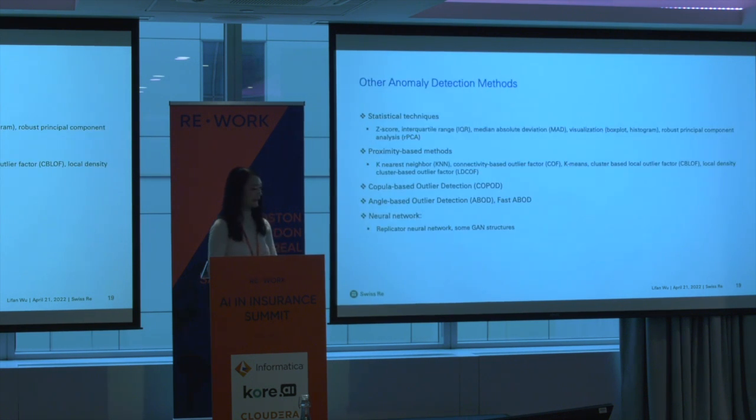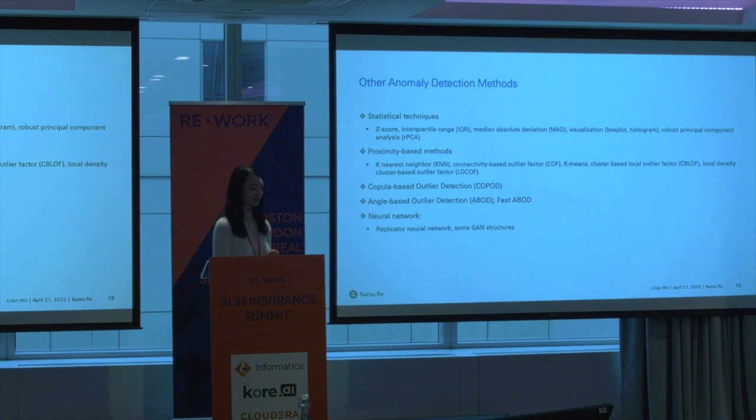Here is a list of anomaly detection methods that you can find in the literature or in other projects. Starting with the statistical methods, we can use z-score, IQR, or median absolute deviation. These are statistics from the dataset. We can also leverage some visualization tools like box plot or histogram to help us identify those abnormalities.